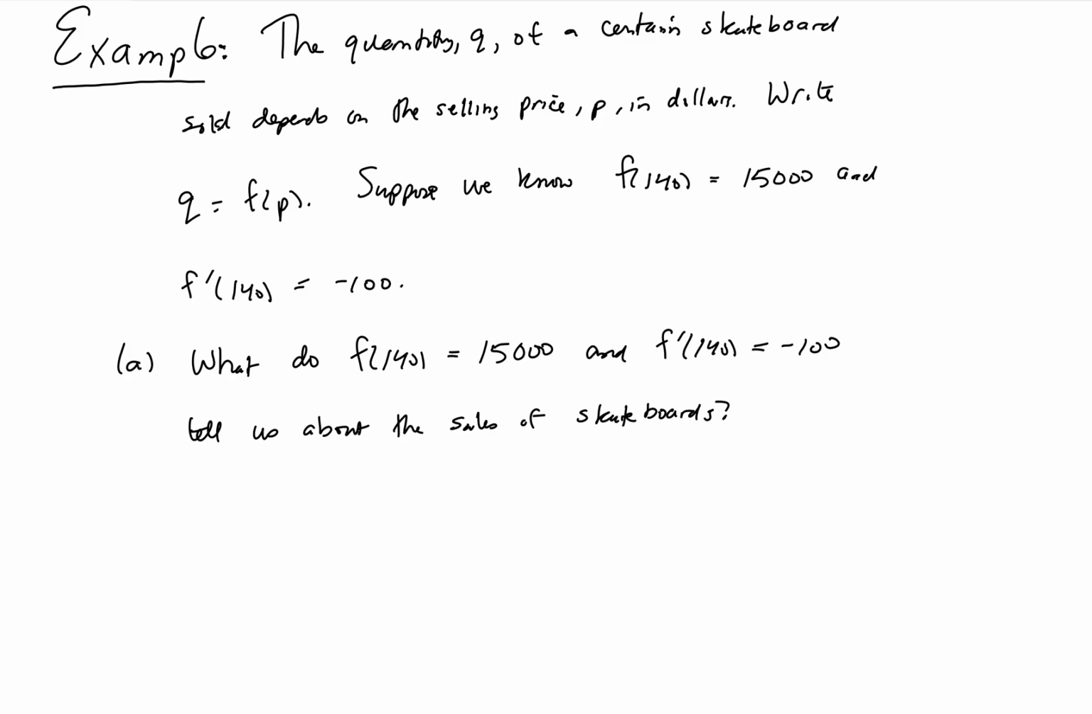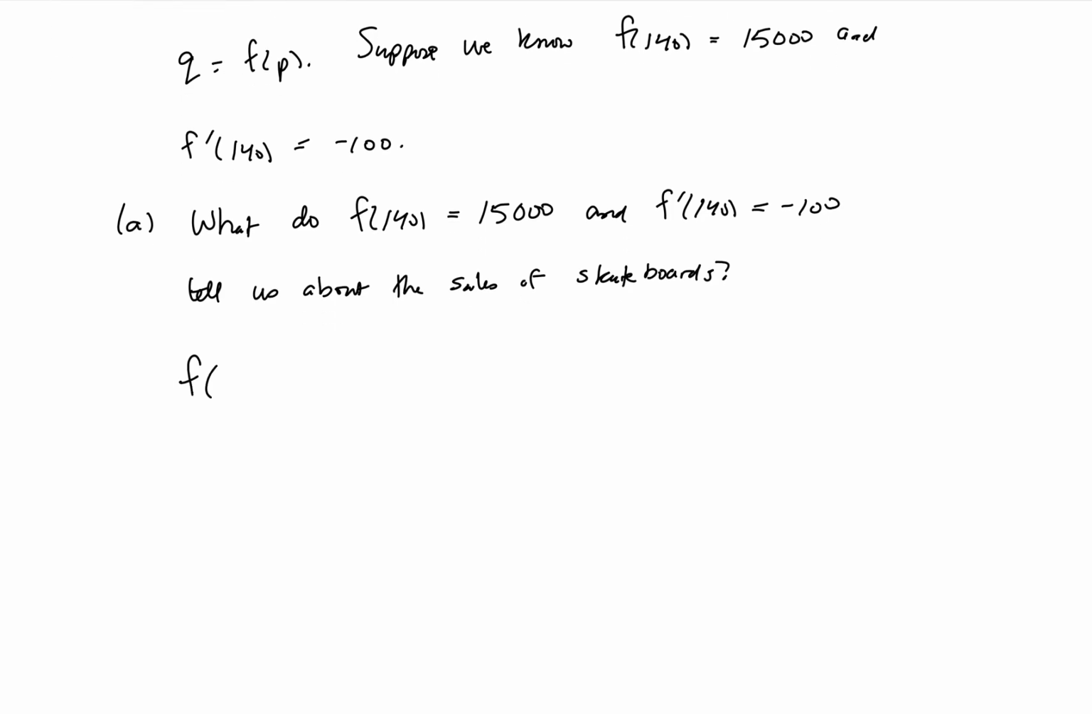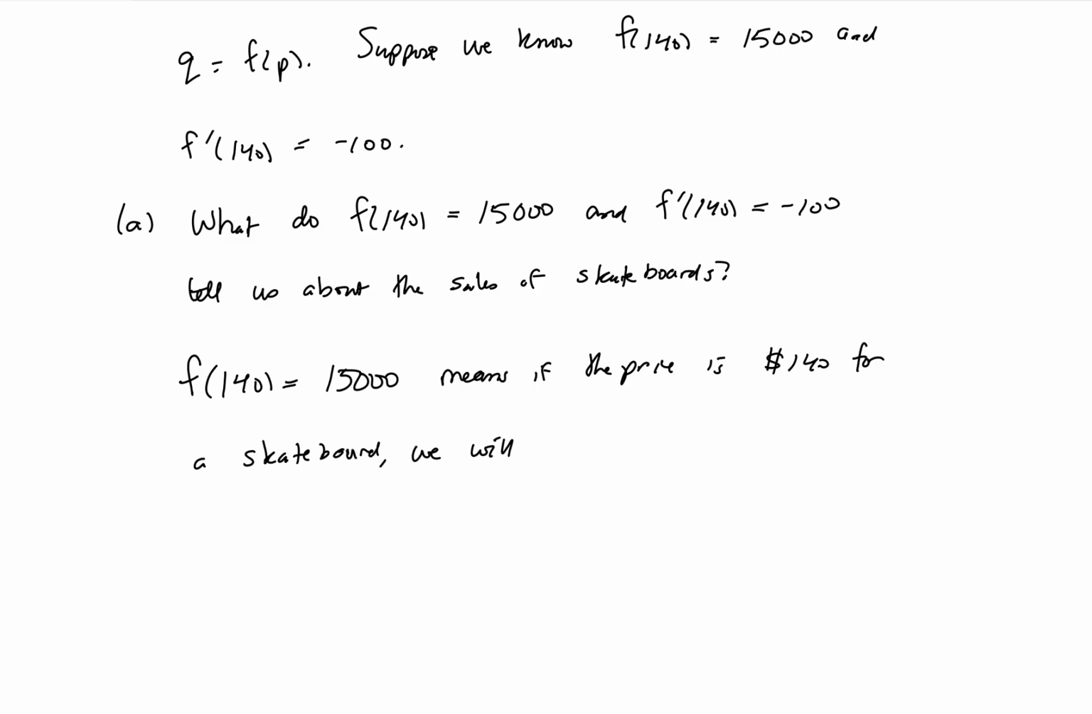Okay, so remember that what we're plugging in here is the price, so that 140 goes with the price. And for the regular function, this is just the quantity. So F of 140 equals 15,000 means if the price is $140 for a skateboard, we will sell 15,000 of them.